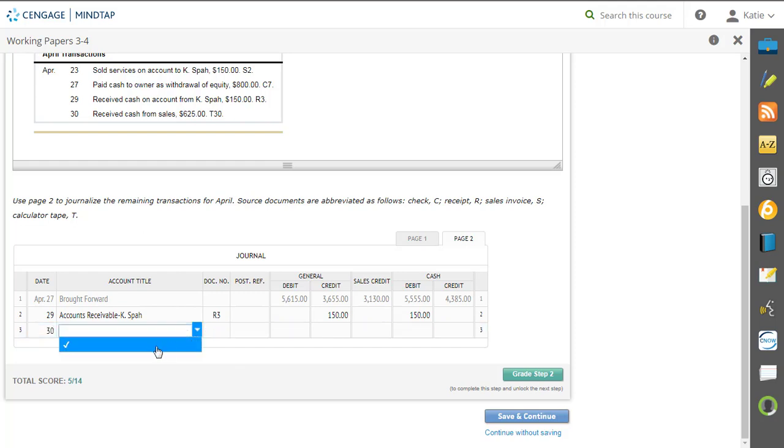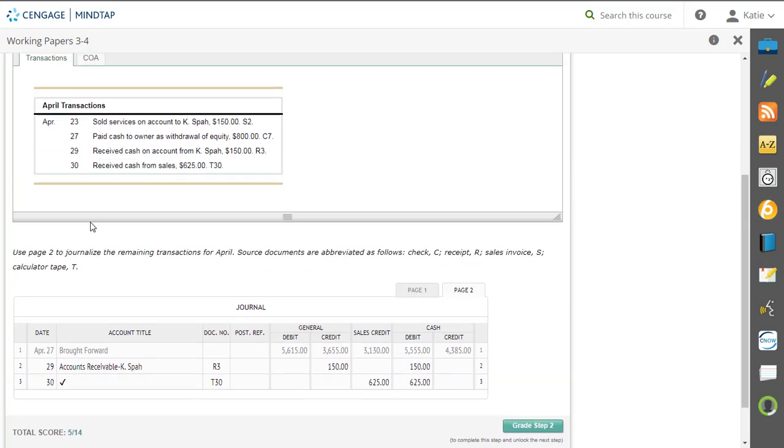And then from the drop-down menu, we have an option for a check mark, and our source document is going to be T30, T standing for calculator tape, 30 standing for the date. So there's only one column for sales. That's going to be a credit, so we're going to do 625 there. So if that's going to be a credit, that means that we were going to go ahead and debit cash for 625.